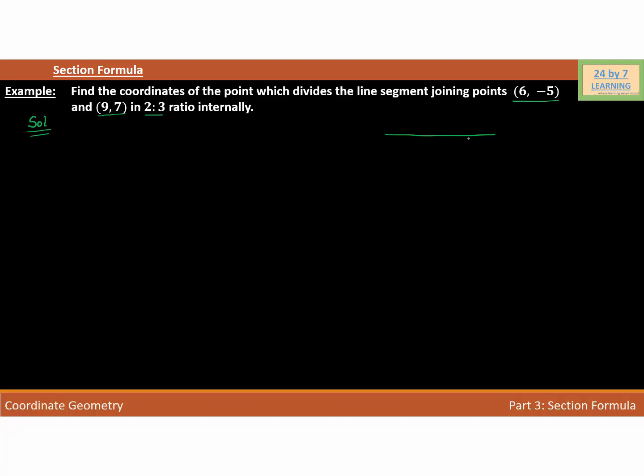So if I draw a line, this is my line segment. Let the coordinate of this end be (6, -5), and the coordinate of this end be (9, 7). And let this be the point that divides this line segment in 2:3 ratio.